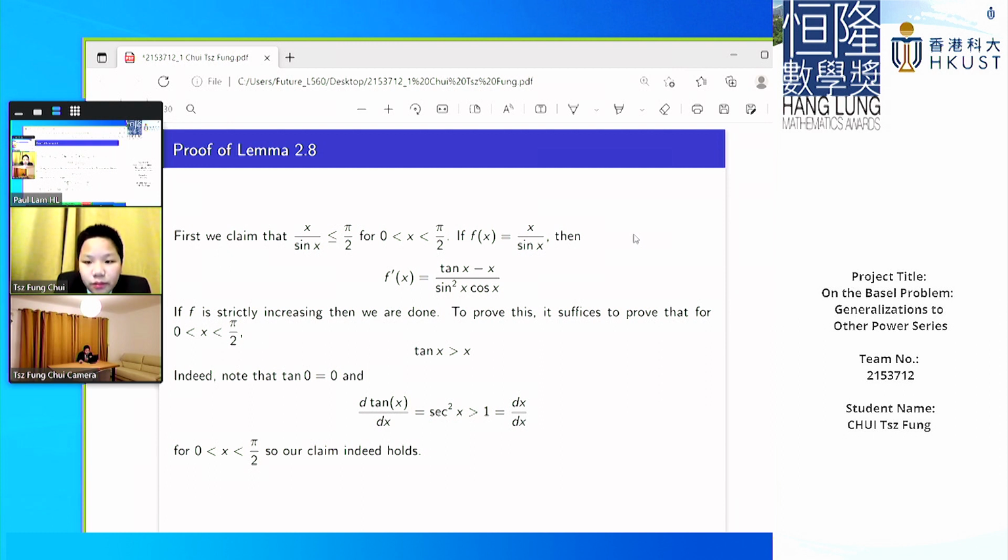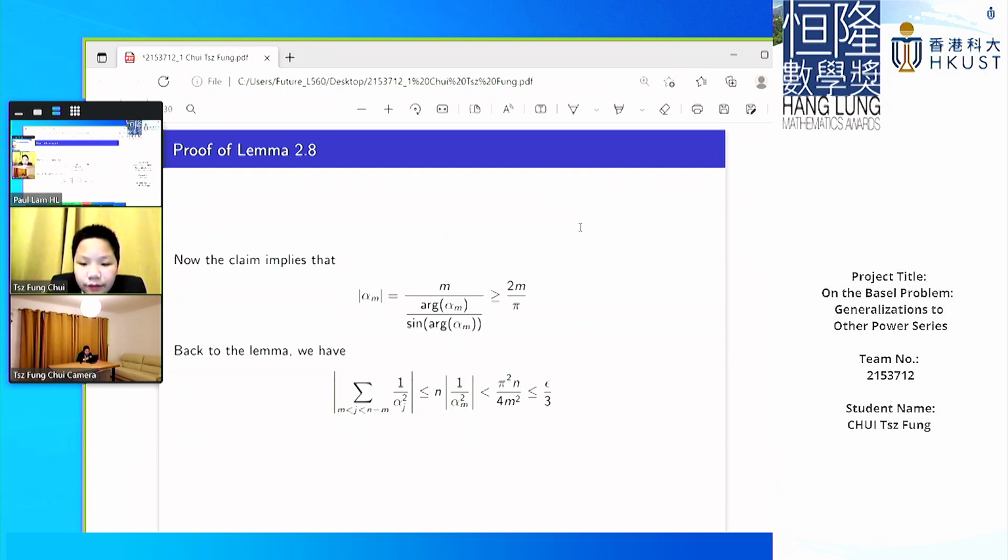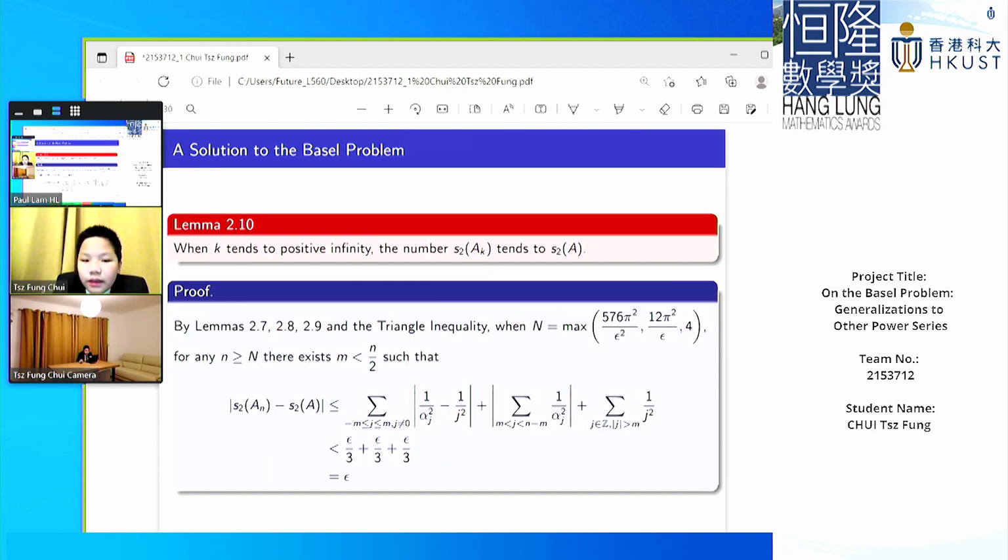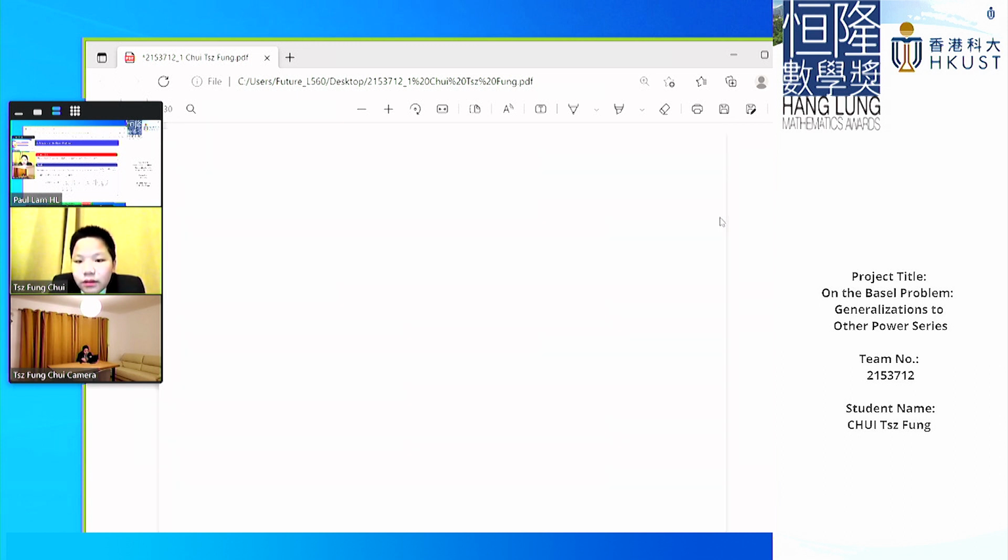Then we move on to 2.8. The key to the proof is to justify that x over sine x is less than or equal to pi over 2 for x between 0 and pi over 2, which involves some calculus. As for 2.9, the scale used is similar to that in 2.5. Here's lemma 2.10. By combining 2.7, 2.8, 2.9, and together with the triangle inequality, we have our desired result.